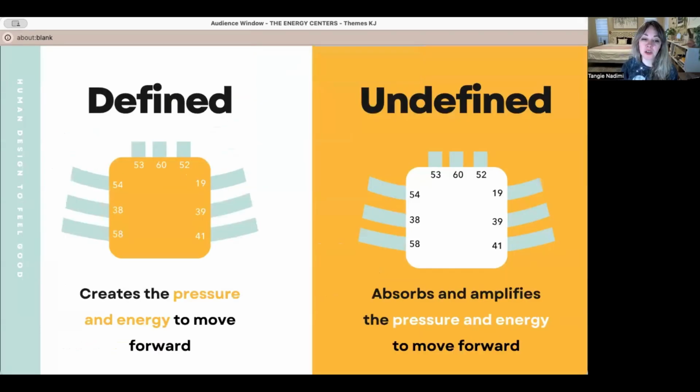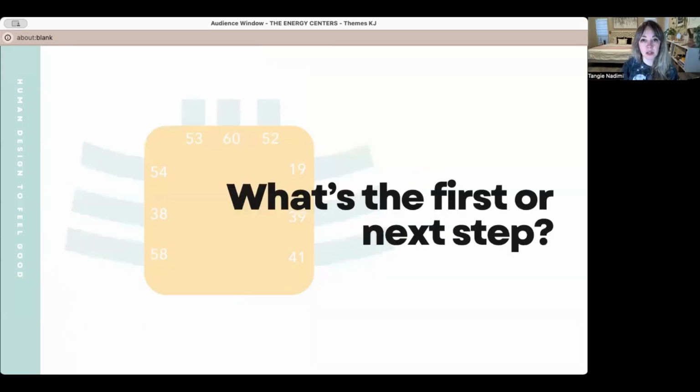So the defined center creates the pressure and energy to move forward. This undefined center, this undefined root, absorbs and amplifies pressure and energy to move forward. So a great question here is, what's the first step or what's the next step?